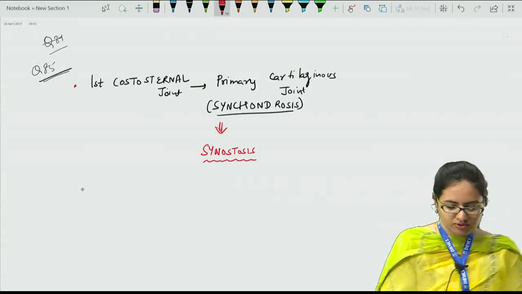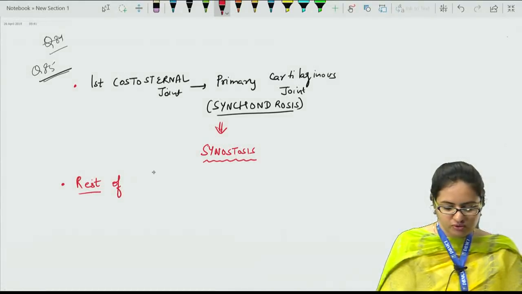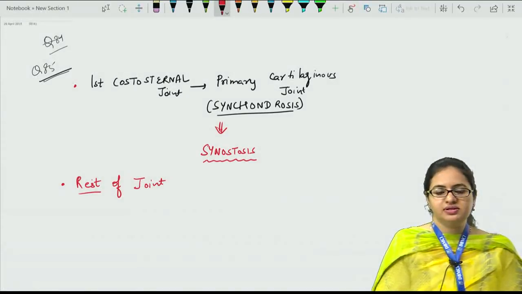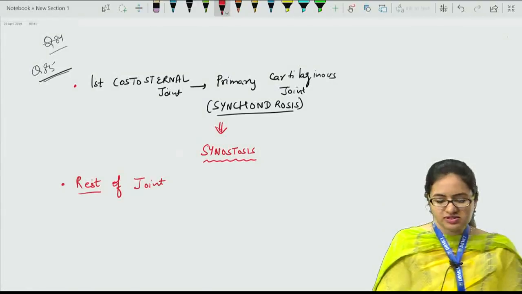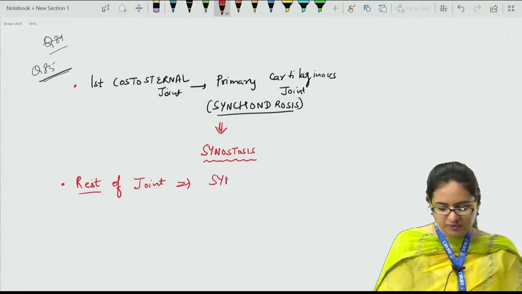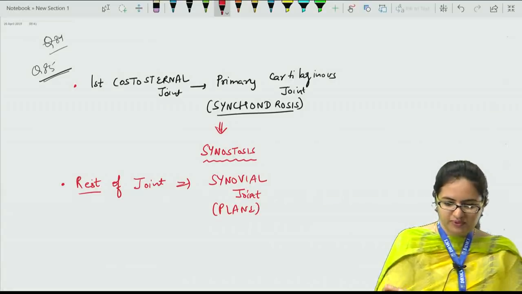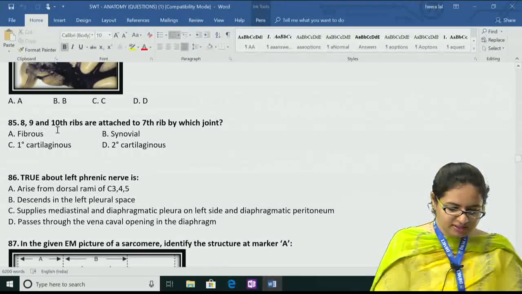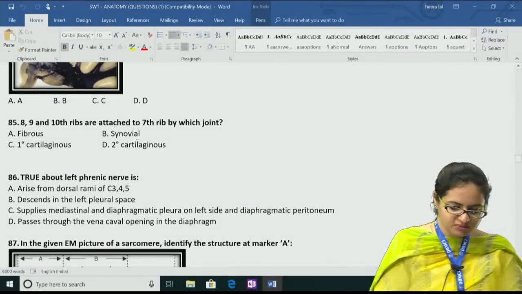So the first costosternal is a synchondrosis, and the rest of the joints between the ribs and the sternum, and also the last ones, the 8th, 9th, 10th, which articulate with the costal cartilage of the 7th, are of synovial type, the plain variety. So the answer for question number 85 is B. It will be a synovial joint.